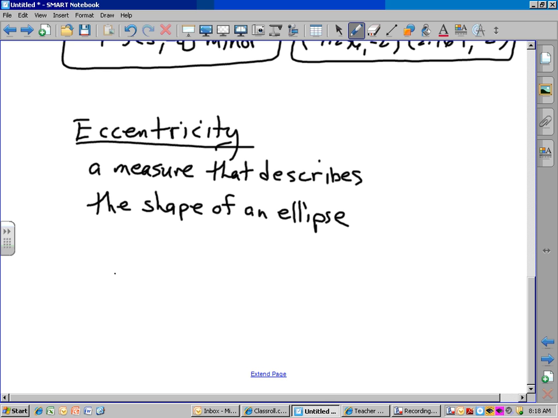Now here's the bad part. It's little e. That's the actual letter e, not the number e. I know we just got done with logs and exponentials. So eccentricity, little e, is simply equal to c over a. c over a.